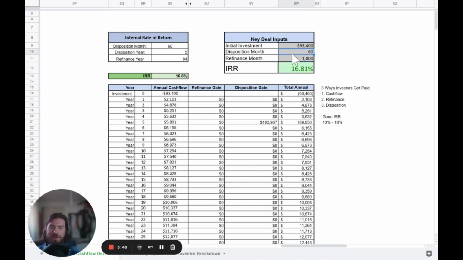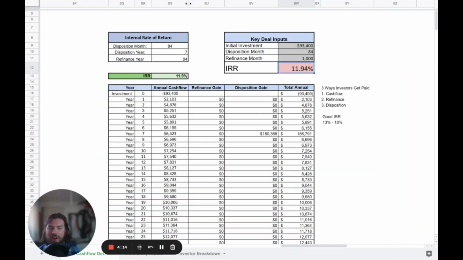So let's say right now we're in month 60. That's when the disposition takes place. If we were to look at month 84, for instance, not two years later, the IRR actually drops down to 11.9. And why is that? If you look at the IRR and the actual formula, which I'm not going to dive into, it is a time value of money based formula. If you have an IRR and it's high, it's likely because you're getting paid early in the investment.